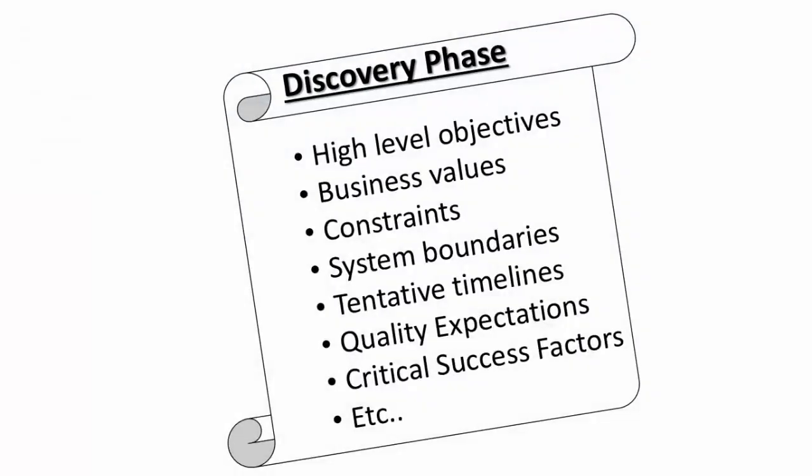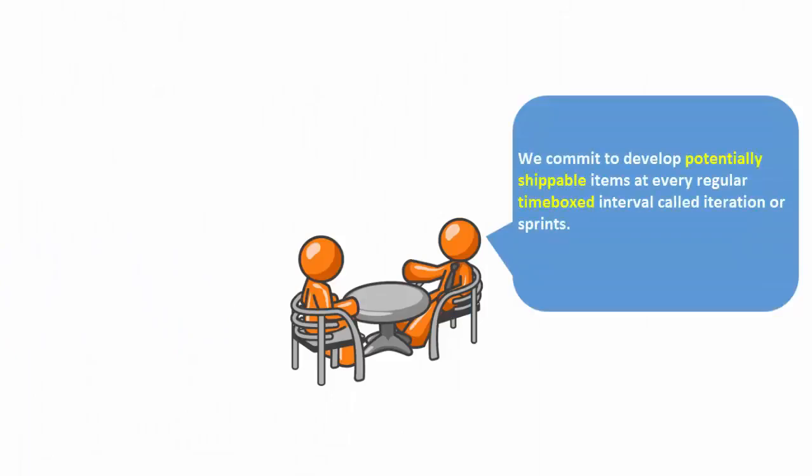Discovery is the initial part of Sprint Zero when the following things are discovered. High-level objectives of the project, business value gain expected out of the solution, constraints with respect to the implementation, system boundaries are drawn to understand what is within and what is out of the scope for the development, tentative timelines for the releases are decided, quality expectations and critical success factors are set, etc. We commit to develop potentially shippable items at every regular time box interval called iteration or sprints.